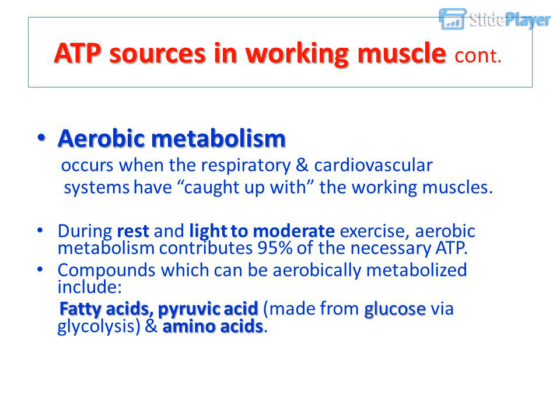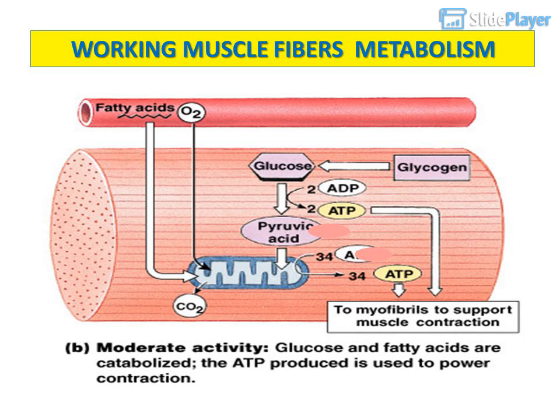ATP sources in working muscle, continued. Aerobic metabolism occurs when the respiratory and cardiovascular systems have caught up with the working muscles. During rest and light to moderate exercise, aerobic metabolism contributes 95% of the necessary ATP. Compounds which can be aerobically metabolized include fatty acids, pyruvic acid made from glucose via glycolysis, and amino acids. Working muscle fibers metabolism.